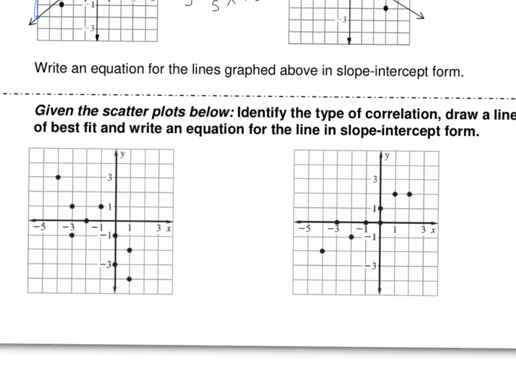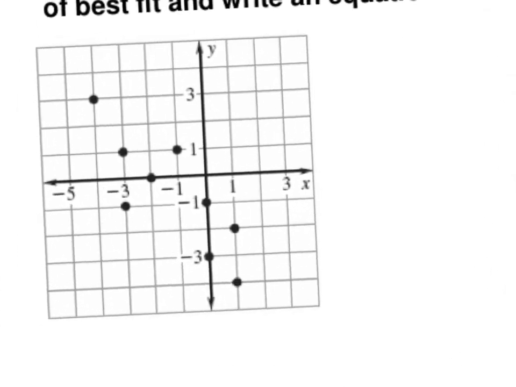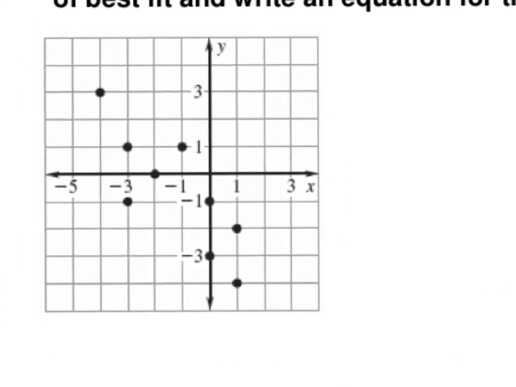Okay, so let's look at the first graph. And it asks us to identify the type of slope. As I look at these points, it looks like it has a downward trend to me. Overall, it's going down. So I would say that it has a negative slope or a negative correlation. So negative correlation.